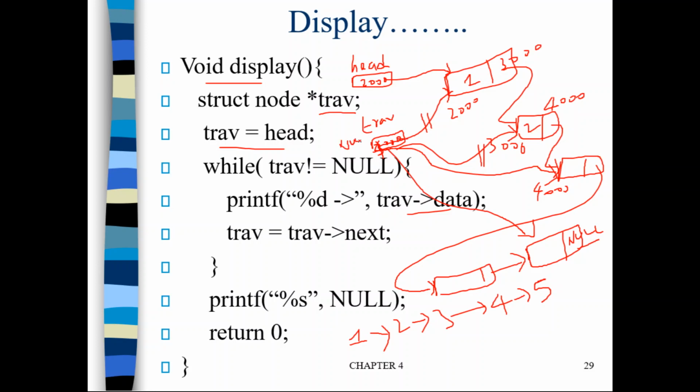So then again when you come and check, while traverse not equal to null, this is failed. It is null. So as it is null, it will come out. After coming out, what should we display? Null we should display, because fifth is pointing to where? It is pointing to null. So this is how we can display the contents of a linked list, right?